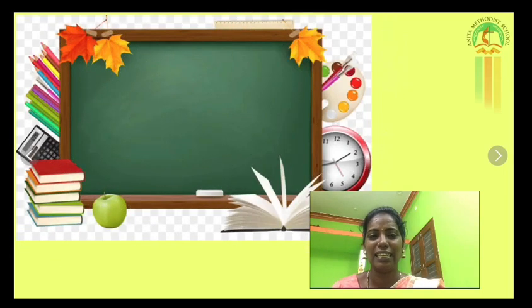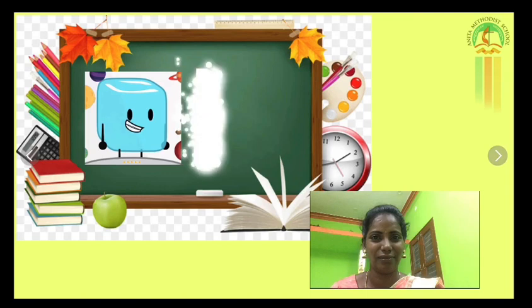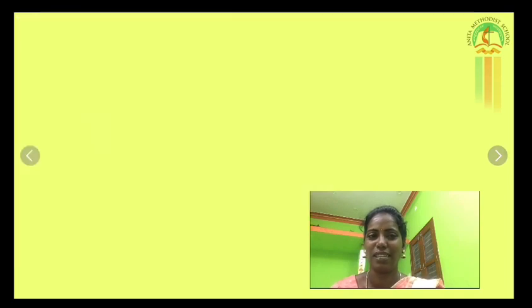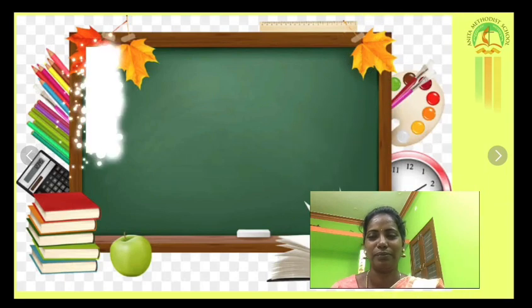Just listen, the cube is introducing itself and telling its faces. I am a cube. I have 6 faces, 12 edges, 8 vertices. I am a cube. Cuboid. Hi, I am a cuboid. I have 6 faces, 12 edges, 8 vertices. I am a cuboid. Thirdly, we are going to see a cone.